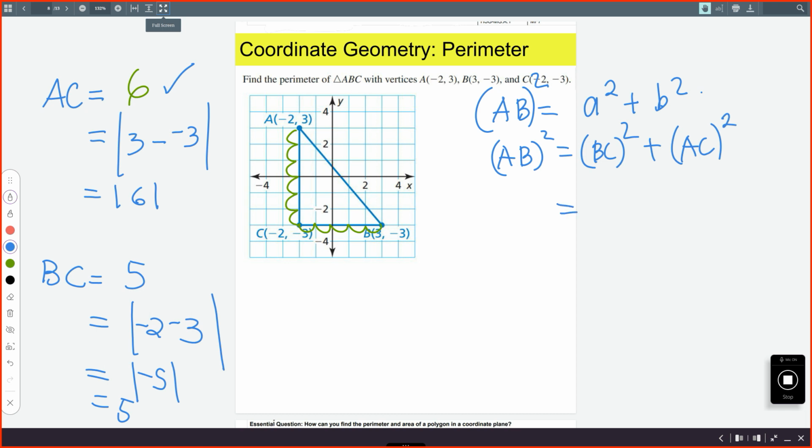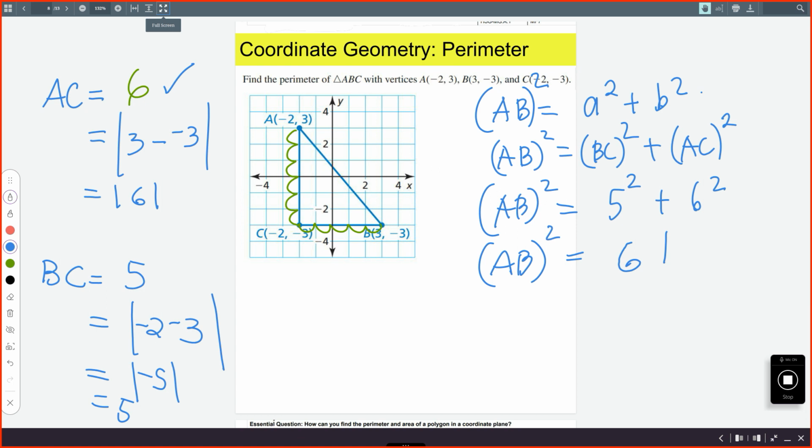So now let's substitute. BC is 5, AC is 6, and we're trying to find AB squared. 25 plus 36 becomes 61. Okay, so this is AB squared. But in order to find just AB, you have to do the square root. You get the square root of both sides, so that will cancel the radical and the 2. If you're asked to leave it in simplest radical form, that will be the answer. But since we want to get the perimeter, let's go ahead and help me change that to a decimal. We're expecting a number lower than what?